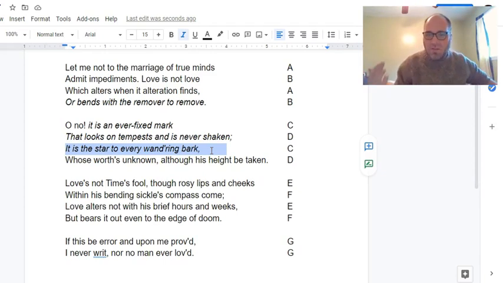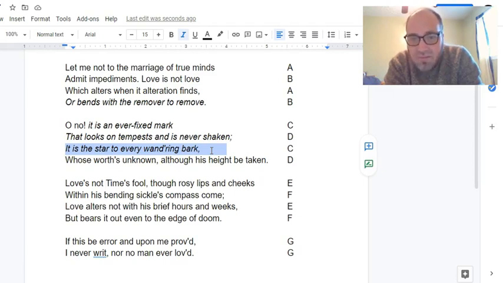If it's true love, it's stable. It doesn't move. It's ever fixed in the sky, and you can set your course by it. It's pretty romantic again. He says that the star's worth's unknown, although its height be taken. You can measure your life by it, but it's impossible. It's one of those things that's priceless. It's impossible to value.